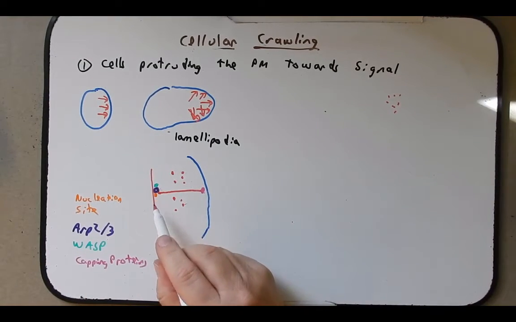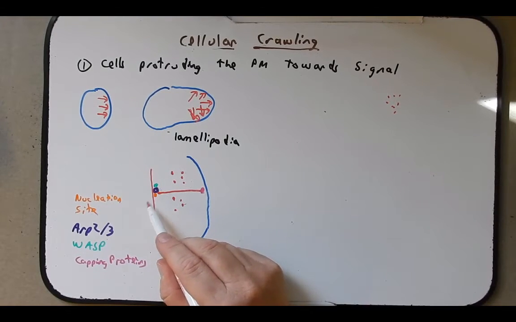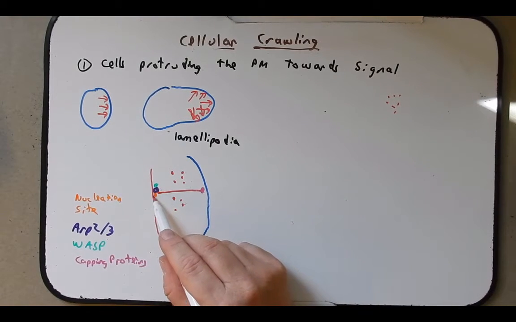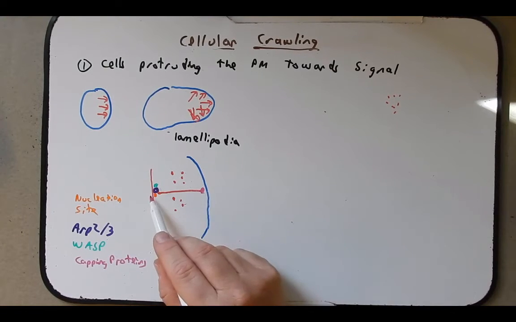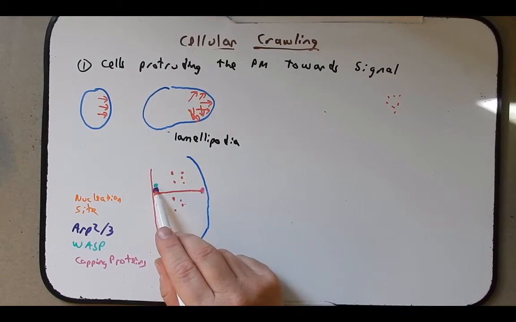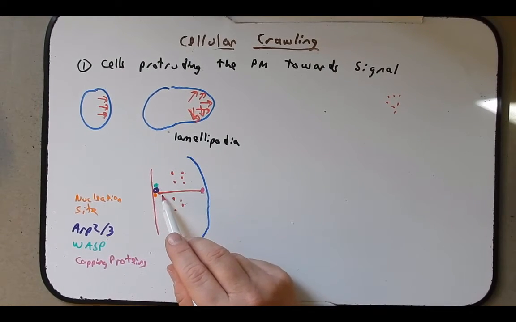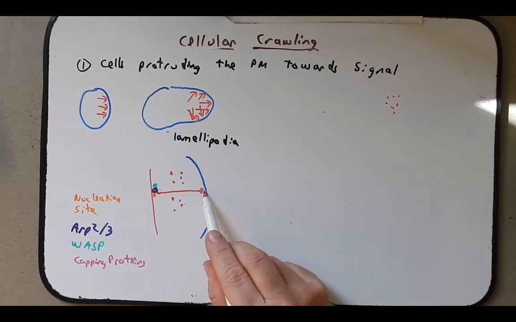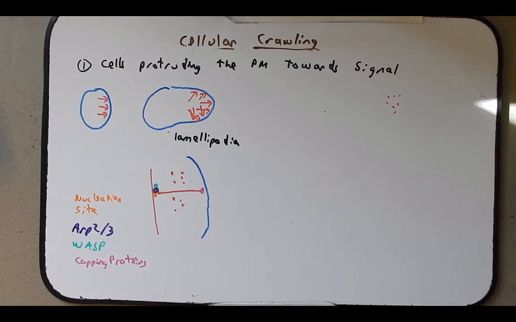So again, a nucleation site is established when ARP2/3 binds here. ARP2/3 is what's going to extend the actin filament, but it can't do it until WASP comes along here, the green component here. And once that activates ARP2/3, actin subunits will bind at the nucleation site and move in the direction of the plasma membrane.